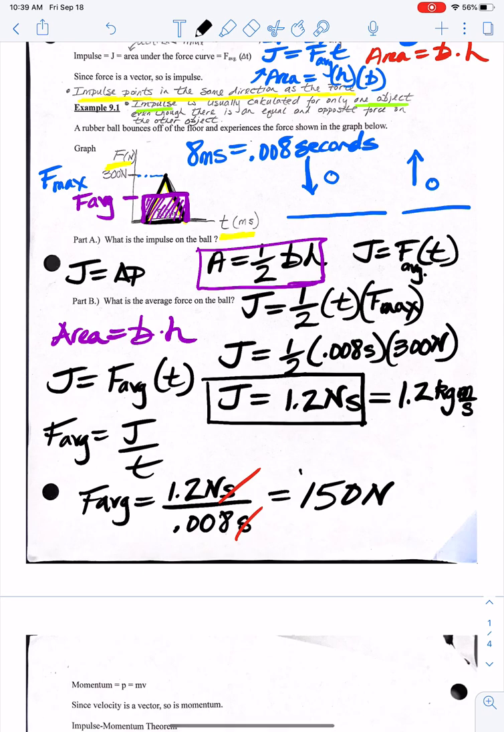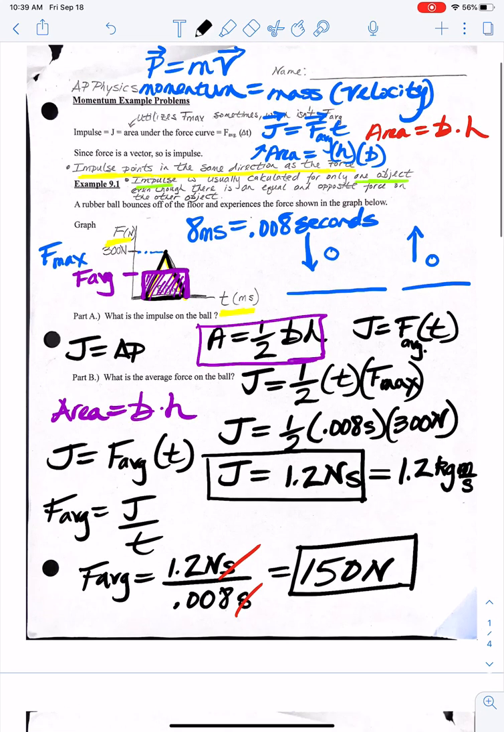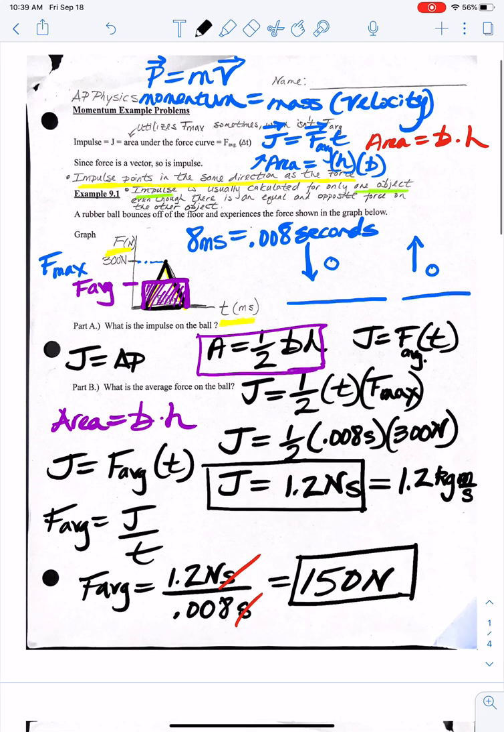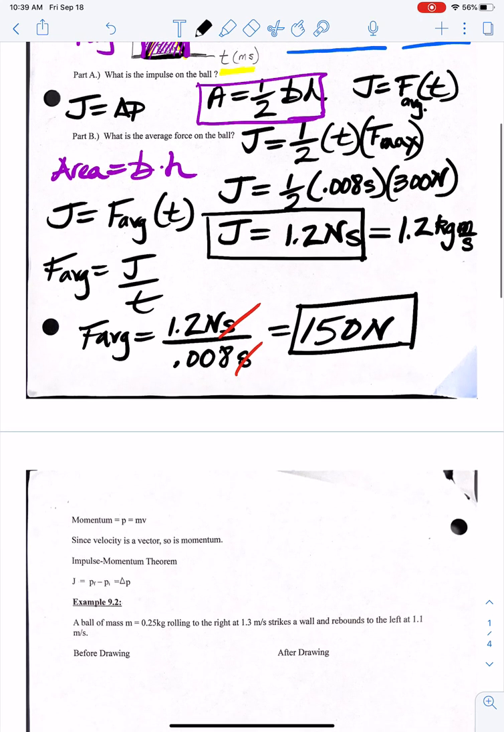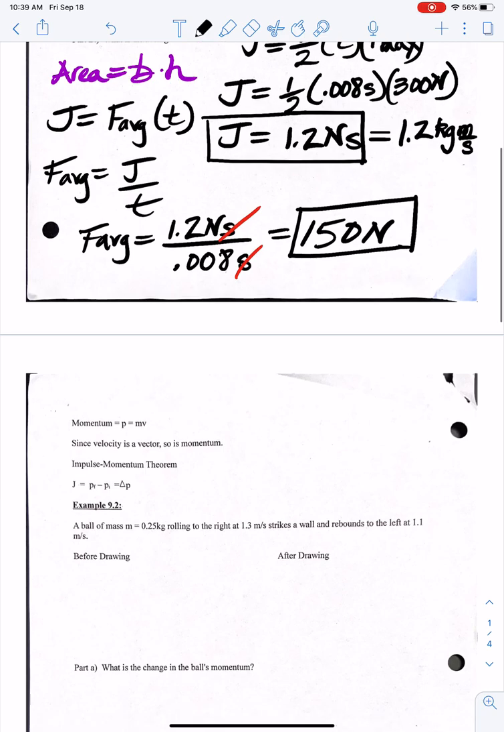newtons. So we see that the average force compared to the max force is half. Which I guess isn't surprising, based on the formula of 1/2 base times height versus base times height. But yeah, all right. So anyways, good deal. Let's go to the next page here.